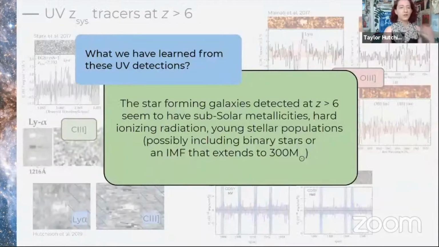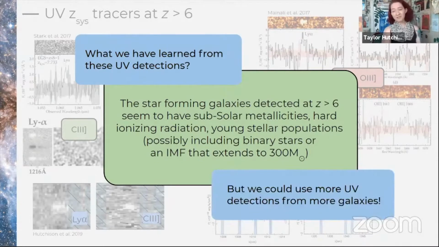So what have we learned from the UV detections that we have so far at these redshifts? Well, the star-forming galaxies that have been detected, for the most part, seem to have subsolar metallicities, really hard ionizing radiation, and young stellar populations that might include binary stars or an IMF that extends up to 300 solar masses.